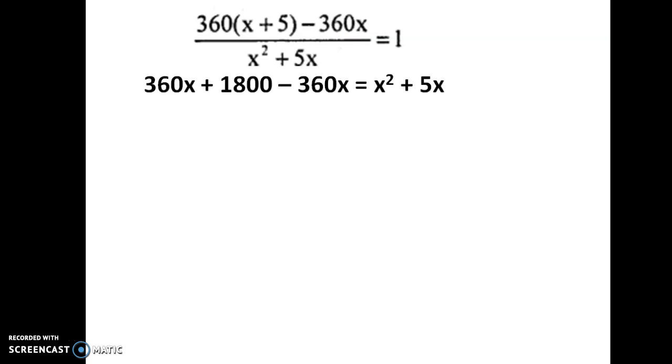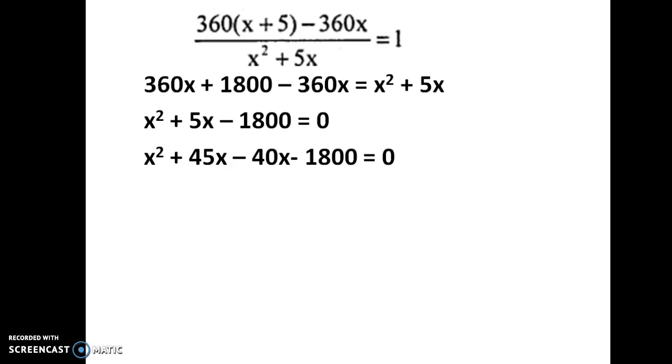So you will get 360 into x is 360x, 360 into 5 is 1800 minus 360x. And this denominator I brought to the RHS, so it is multiplied with 1. Okay, so nothing changes, it will be as such only. So bring everything to one side of equal to and simplify. So after simplifying, I got x square plus 5x minus 1800 equal to 0.